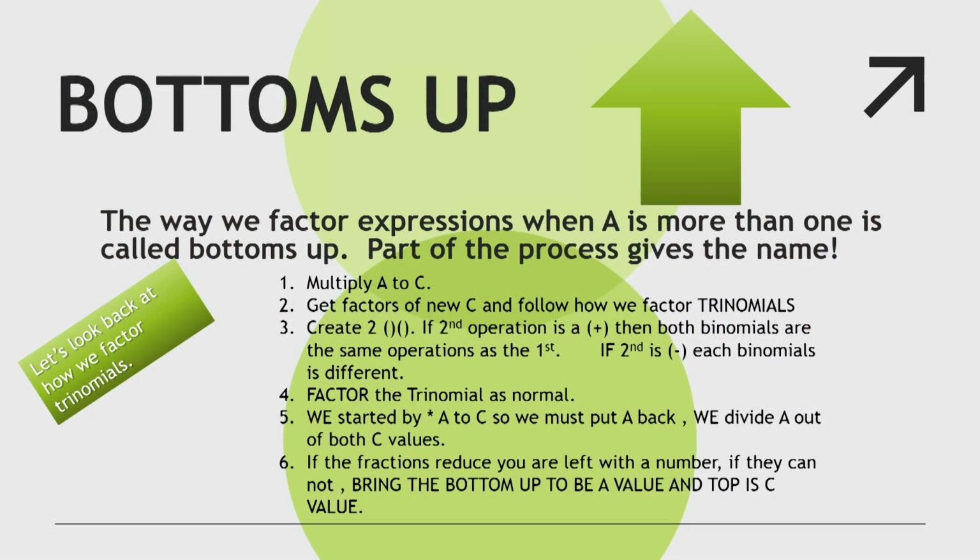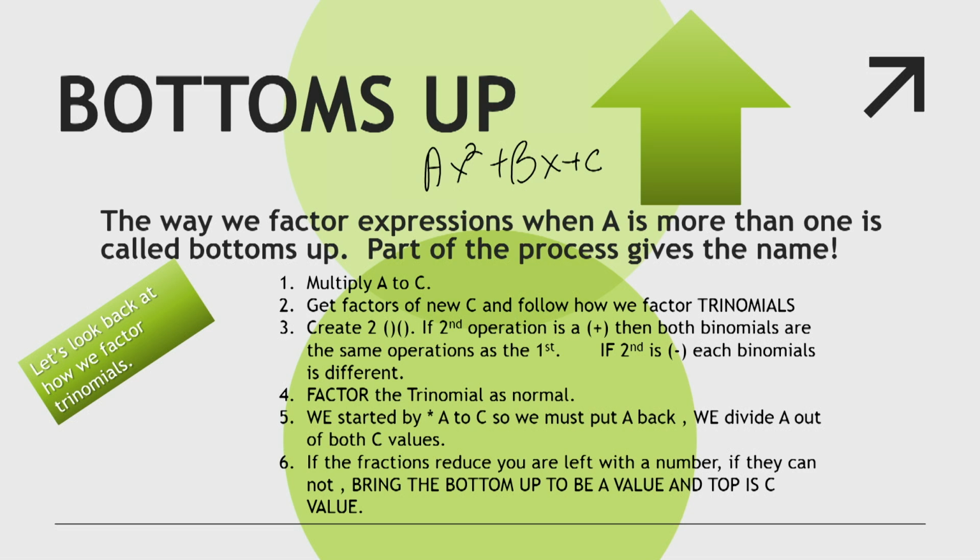So let's look. Here's my quadratic equation, and my a is larger than 1, and I do not have any greatest common factors that I can pull out. I can use the process known as bottoms up. Now, that's just a name that someone has put to it. The way that we factor expressions where a is more than 1 is called bottoms up. Part of the process gives the name, and we'll see that in a minute.